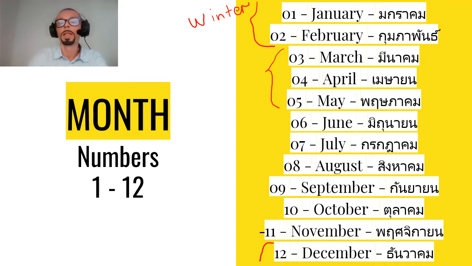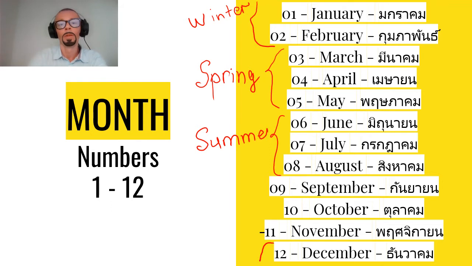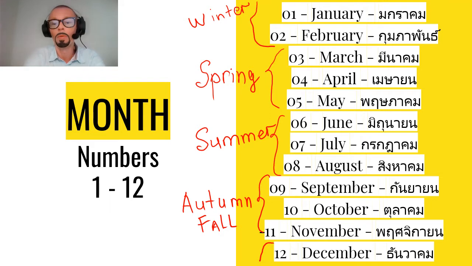After winter, there is spring. Spring months are March, April, and May. Summer goes in June, July, and August. And the last 3 months, October, November, and December, are autumn. Or you can also hear the word fall. This is another name of this season, autumn or fall.